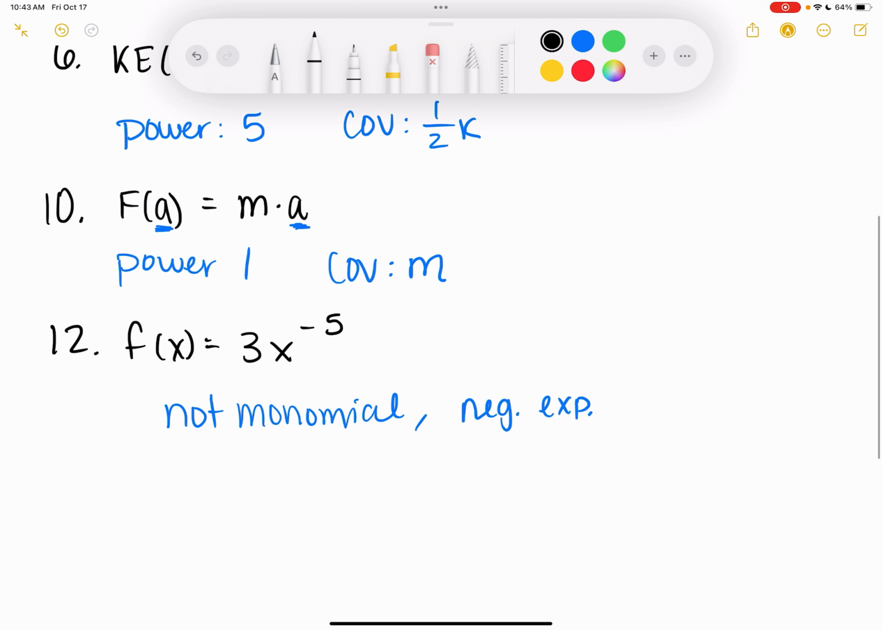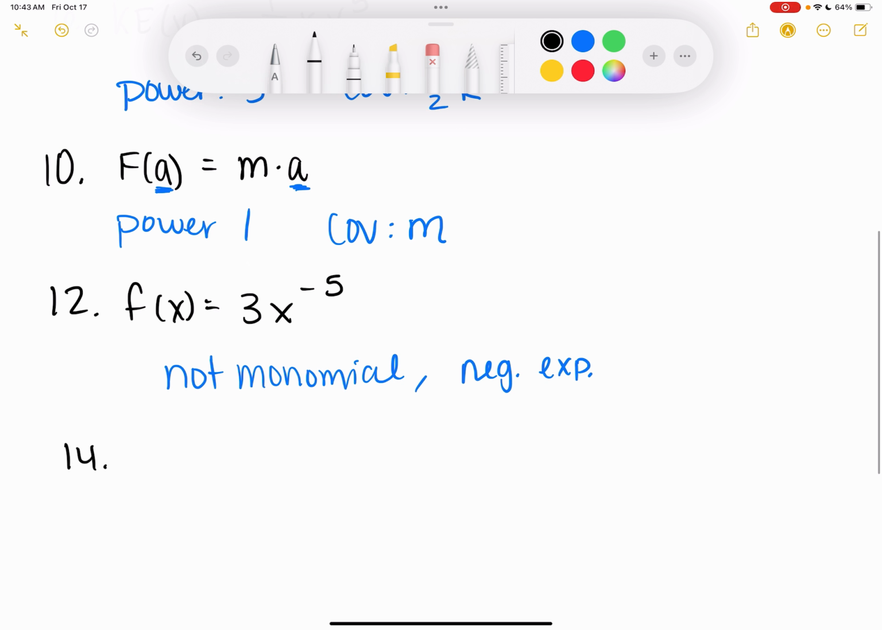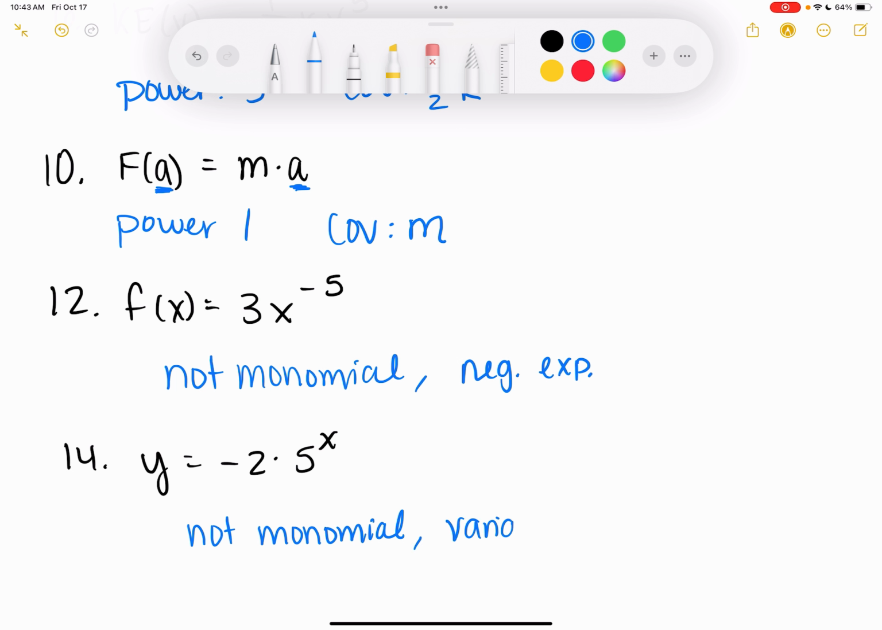Number 14. Y equals negative 2 times 5 to the x. Is this monomial? No. Why? No, because you can't have an x value in the exponent. Yeah, there's a variable in the exponent, which we can't have.